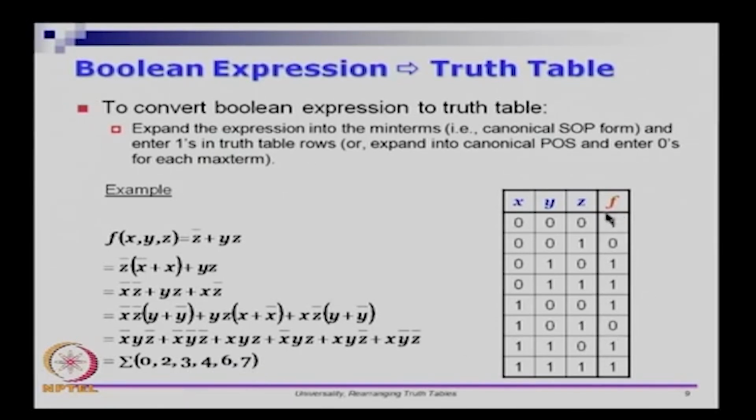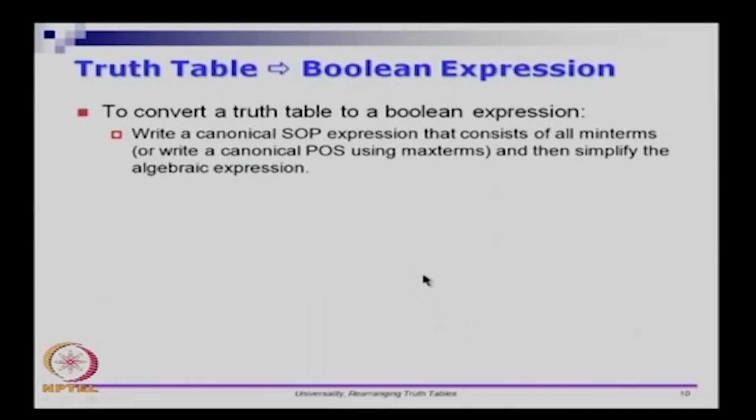If you go and look at this truth table here, the row containing 0, 0, 0, the row containing 0, 1, 0, the row containing 0, 1, 1 and so on will be 1s. The rows containing min term 1 and min term 5 should contain zeros. We can verify that. So the row containing min term 1 is this row, and the row containing min term 5 is this row. These have zeros in them.